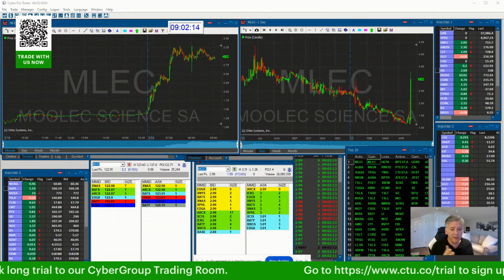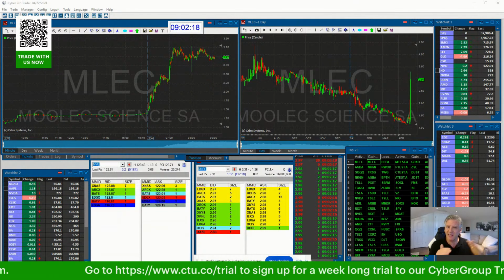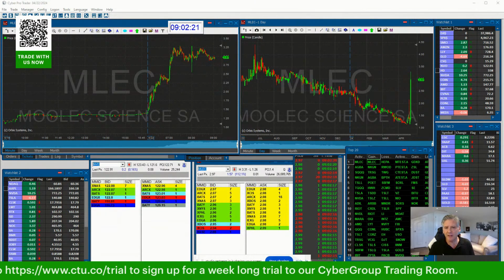There are a couple of good things that are moving though. We're getting this good little MLEC. We'll talk a little bit about it. Nice little pop early, but it's kind of flatlined right now. We'll check it out and see how things are going.